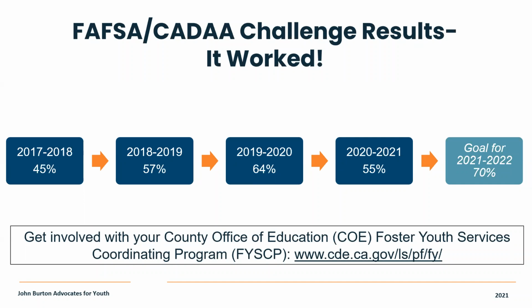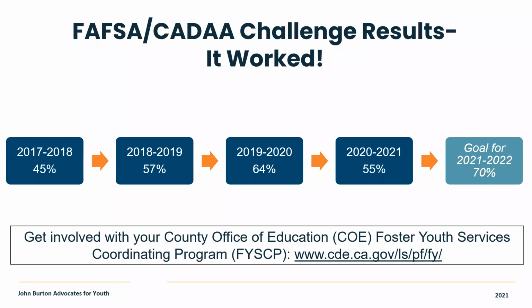When we started off with the FAFSA challenge back in 2017, we saw a completion rate of 45% for those filling out the FAFSA and California Dream Act. And then by 2019, 2020, that increased to 64% completion, which I have to note is also higher than the general population. So there was tremendous success with these efforts, and the county folks also have access to data to be able to track in real time our youth that are completing their applications.